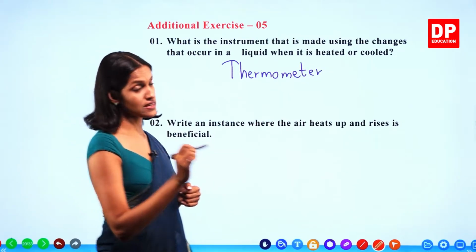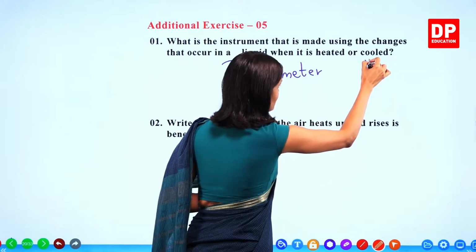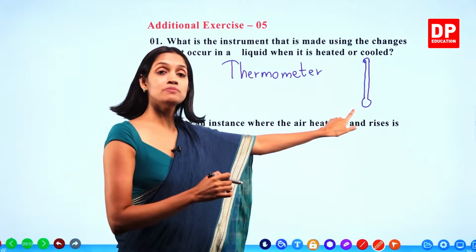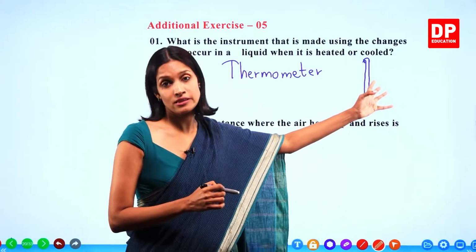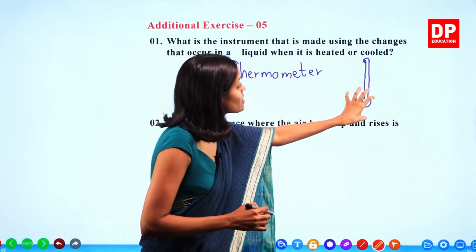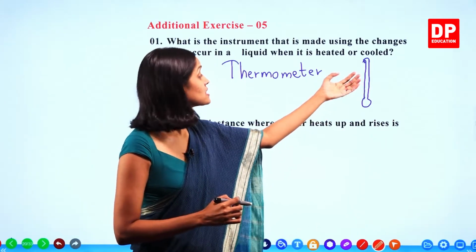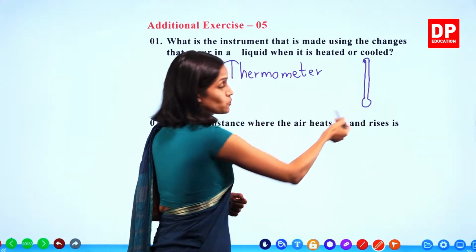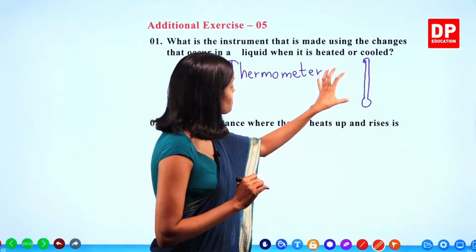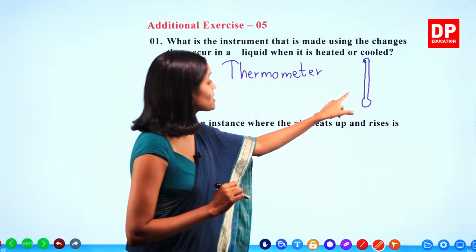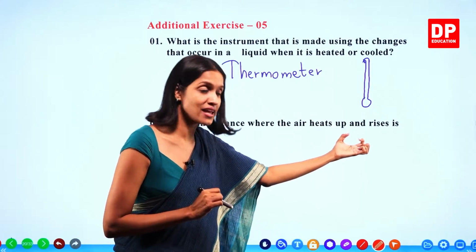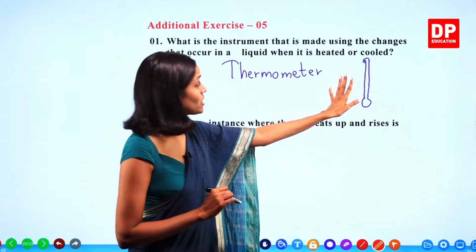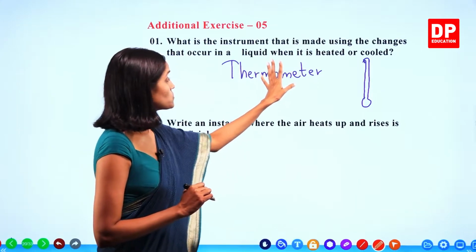So what happens when we consider the thermometer? Thermometer has a bulb like this. So when the bulb absorbs heat, now the bulb is filled with either mercury or alcohol, right? When the bulb absorbs heat, what happens? The liquid inside the bulb expands and it increases through the tube. Okay? So when the bulb releases its heat, what happens to the liquid? The liquid contracts and then the level of the liquid inside the capillary tube reduces. Okay, so using this theory, we can use the thermometer.